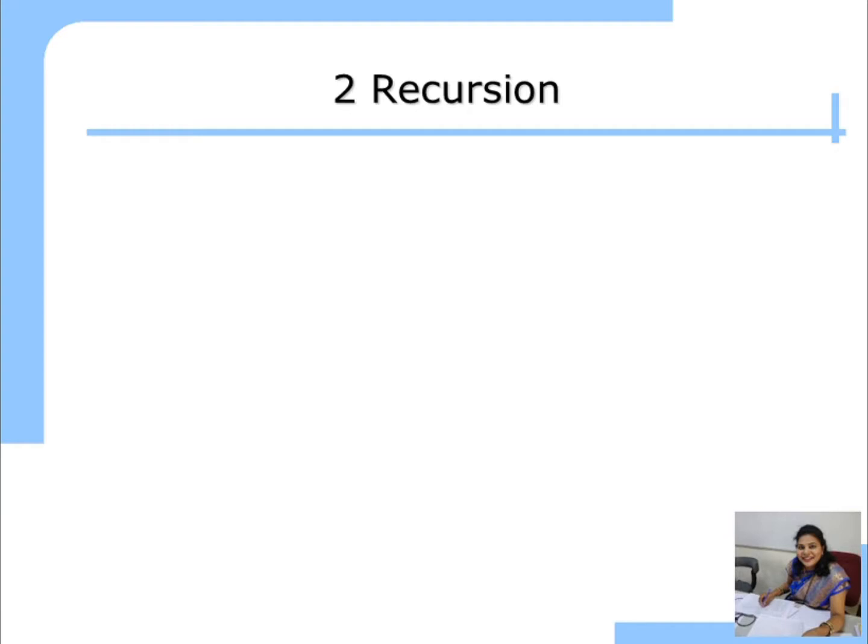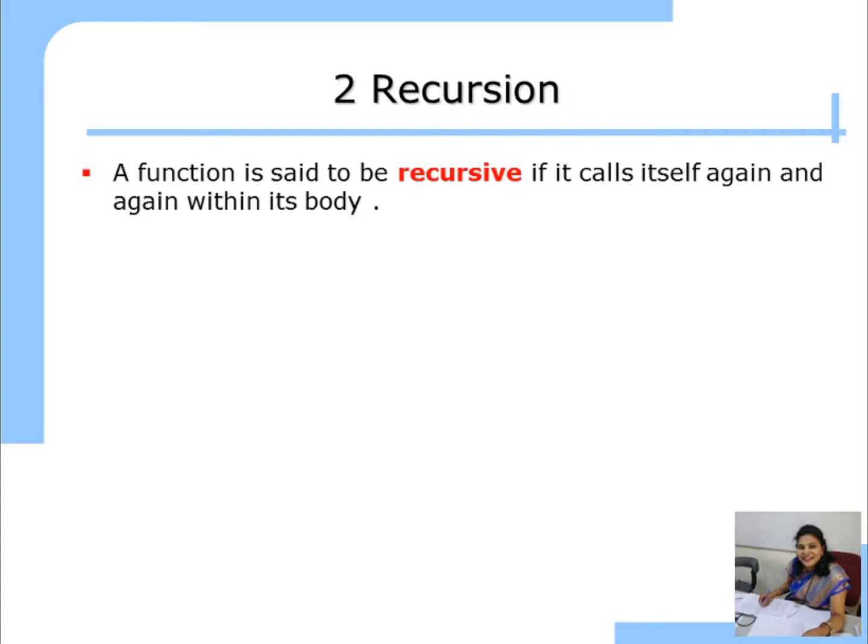The next application of the stack is recursion. Whenever you compile or run any C program or any program having a recursive function, the compiler uses a stack to store all the function calls. We will see this with an example. We are going to see two recursive functions here, factorial and Tower of Hanoi. A function is said to be recursive if it calls itself again and again within its body.